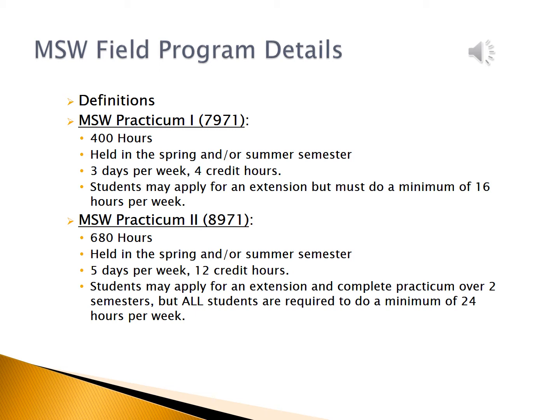MSW Practicum 2, which is again 8971, is 680 hours. That's typically done 5 days a week for 40 hours a week, which is called a block placement. Students, again, may extend their practicum if they have a job or have other responsibilities. They must do a minimum of 24 hours a week, so typically it's 24 to 40 hours a week. That means that they will not graduate in one semester, but they will, again, go into the following semester and graduate at the end of that following semester.